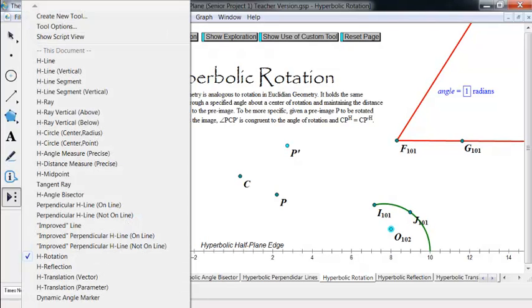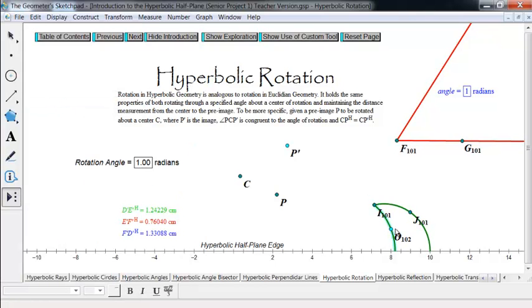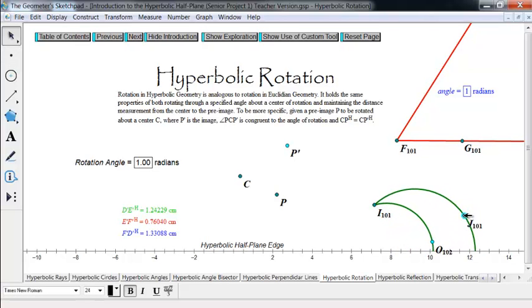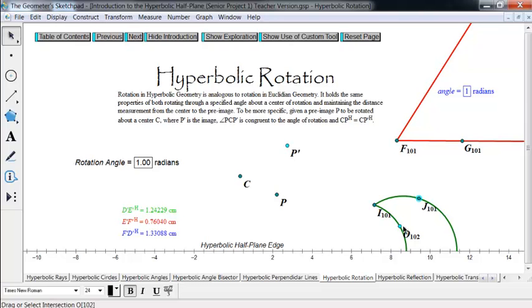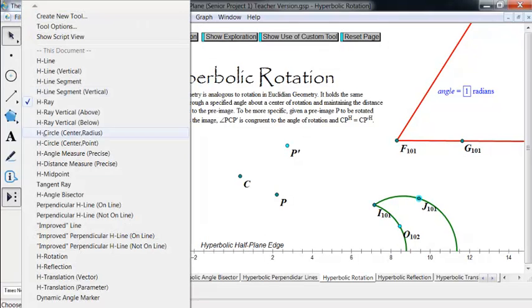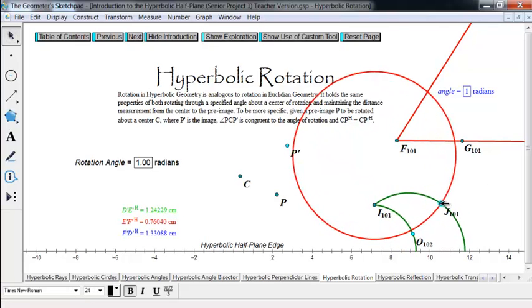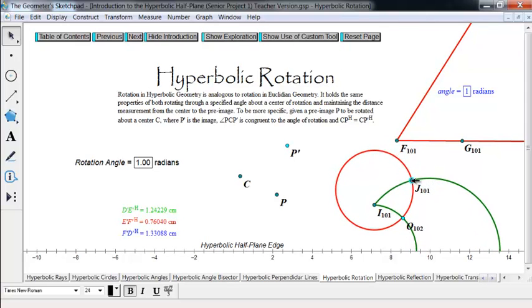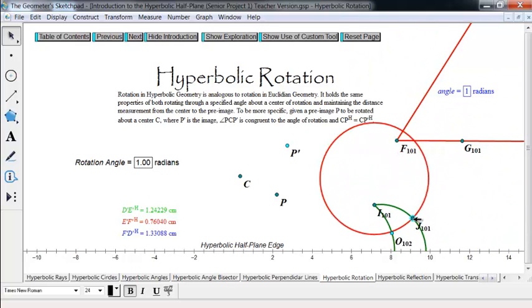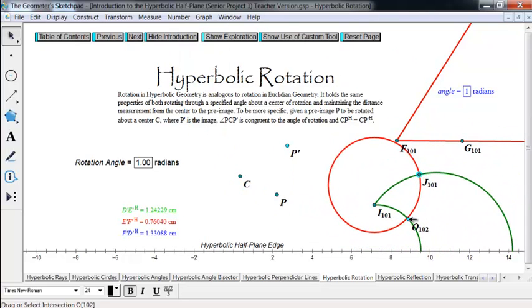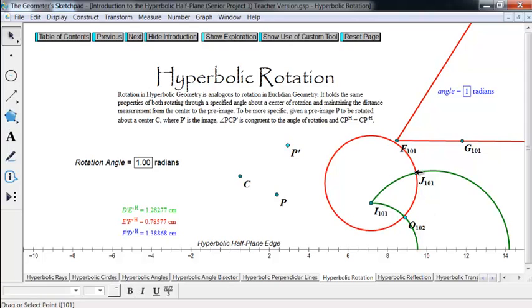Now I can go back to my angle tool, or my ray tool, and finish out the ray. So it rotated this one point that much, leaving the hyperbolic distance the same. So if I do my H circle by center and point, and go to this other point, no, it's not staying on there. Maybe it didn't do exactly what I thought it was going to do there. Okay, I think it's still correct.